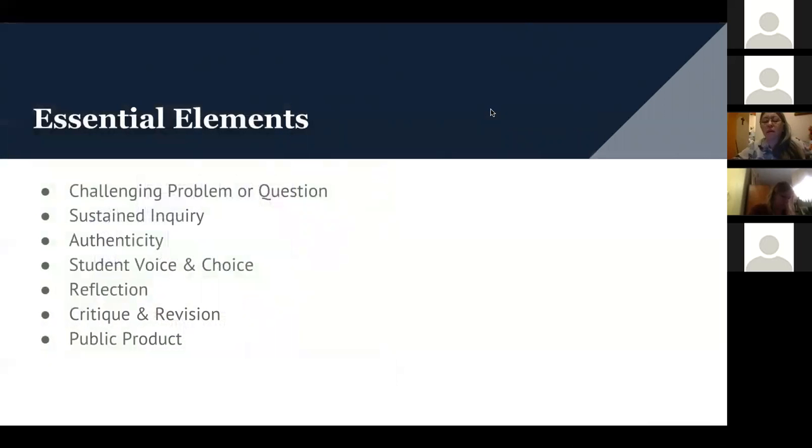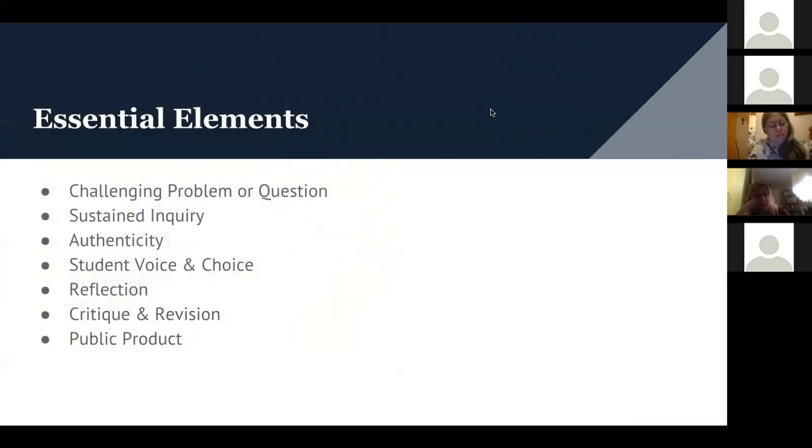Okay. So there are these essential elements to project-based learning. It usually starts with a problem or a question. There is sustained inquiry, which means that the kids are researching and asking more questions and really digging into the topic. It usually is based on something that's real-life oriented. Students have some voice and choice in this. There are lots of opportunities for reflection, so kids can blog or do other kinds of reflective activities to support whatever they're doing along the way. It's not just a one-shot deal, it's throughout the project.